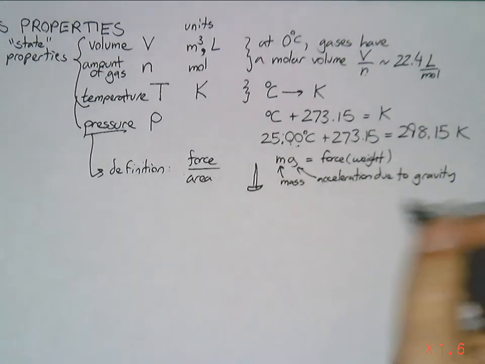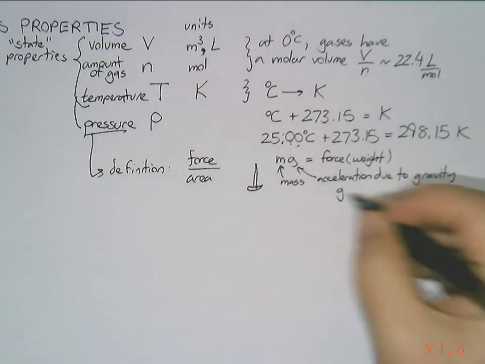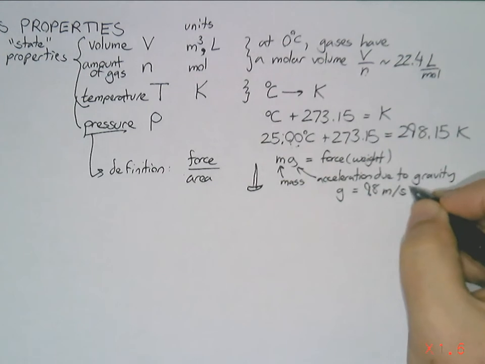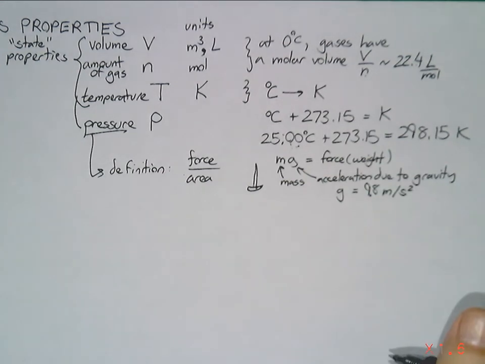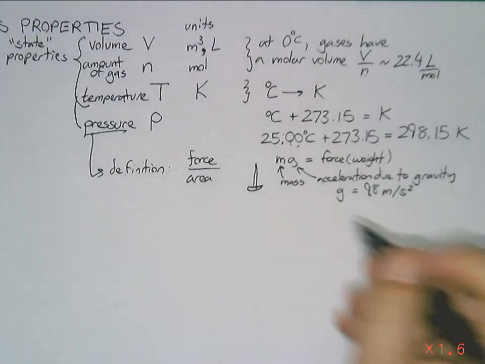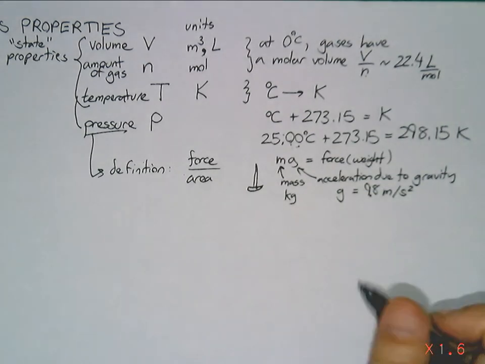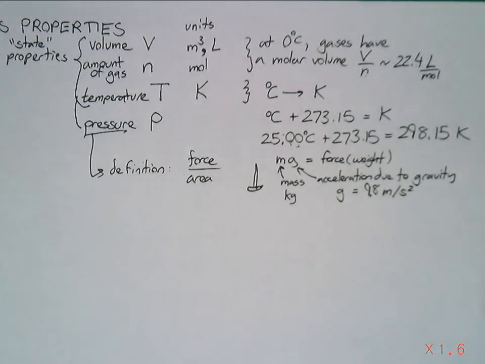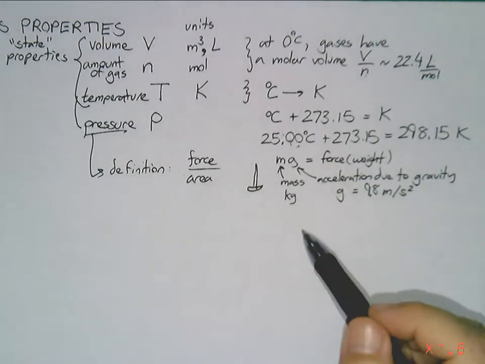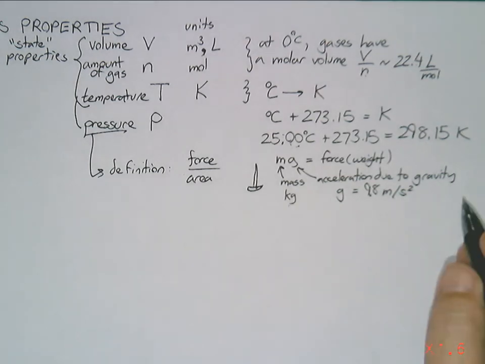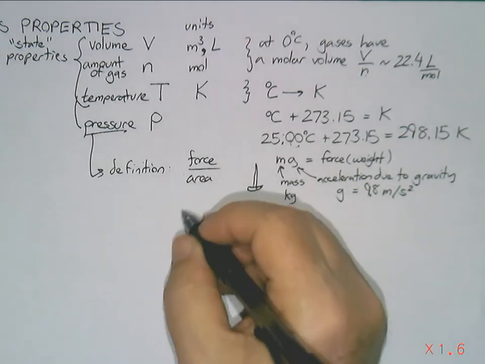So this is a little high school physics here. G, this constant, is about 9.8 meters per second squared. If I put the mass in kilograms, it's going to be kilograms times meters per second squared for force.